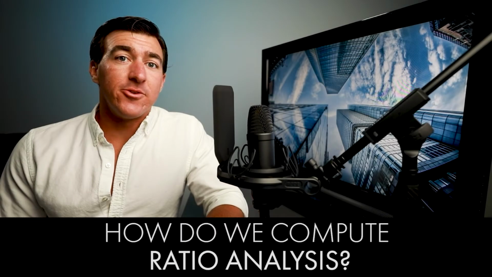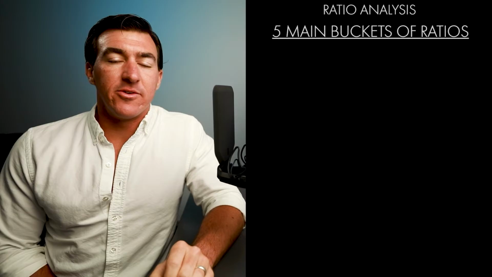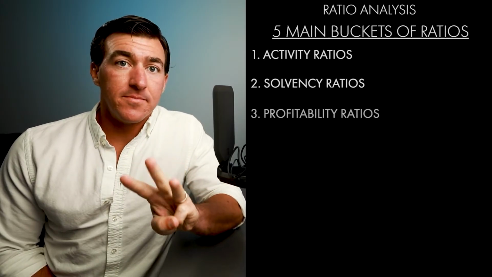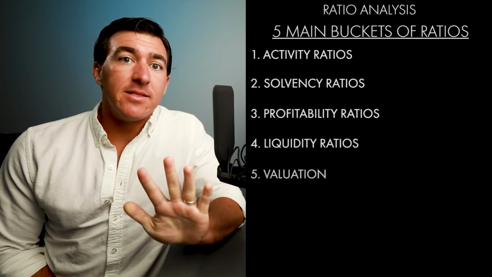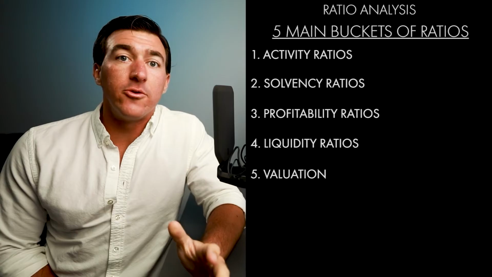So, how do we do ratio analysis? Well, you see, at the core of it, ratio analysis has 5 main buckets of individual ratios. You have activity, solvency, profitability, liquidity, and valuation. Inside those 5 buckets will be a handful or so of traditional go-to ratios.